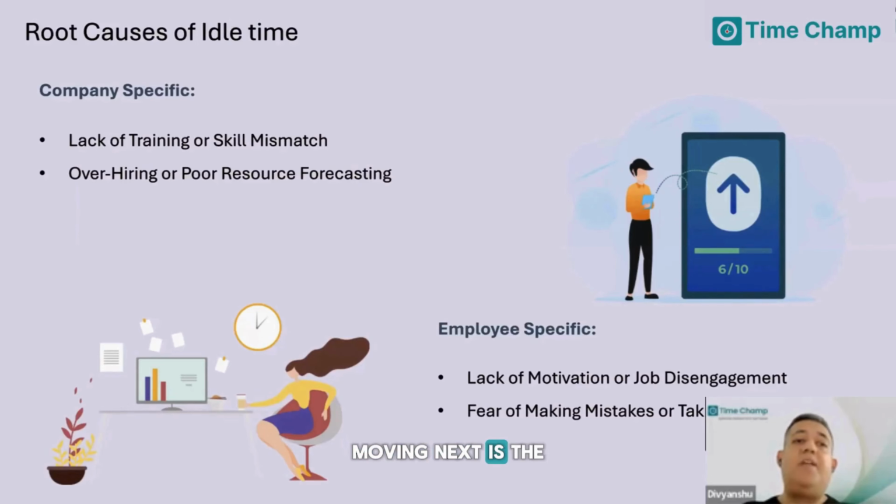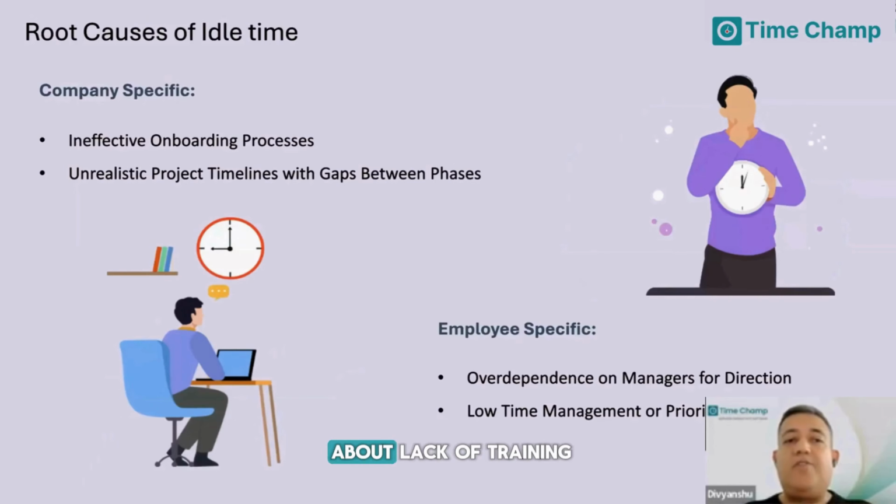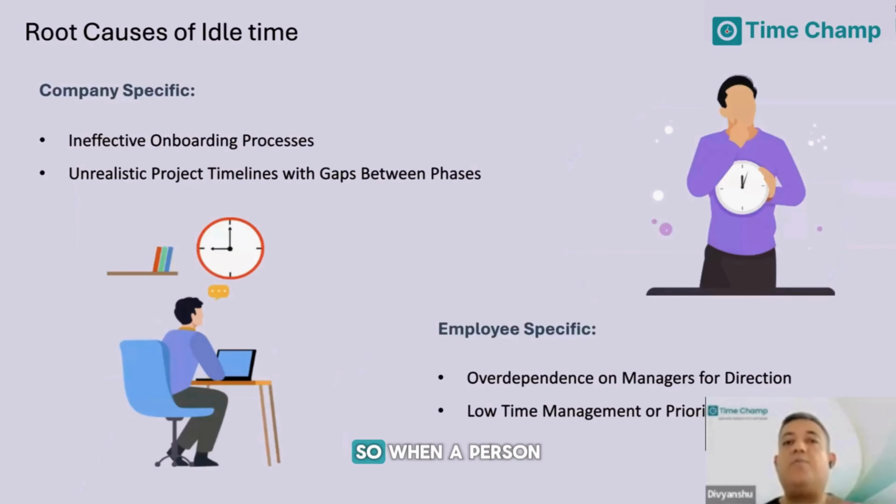Moving next is the company-specific ineffective onboarding process. Now, when we talk about lack of training or skill mismatch, this also results from ineffective onboarding processes. When a person has been onboarded, that person needs to be trained enough and told enough about what exactly the roles and responsibilities of that person are. It helps in having better adoption into the organization and the work profile.